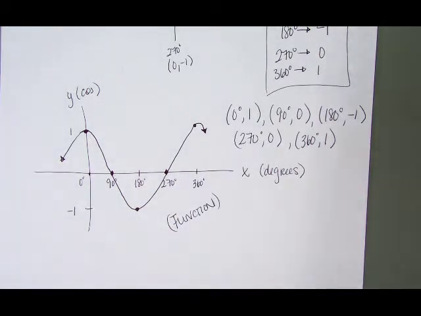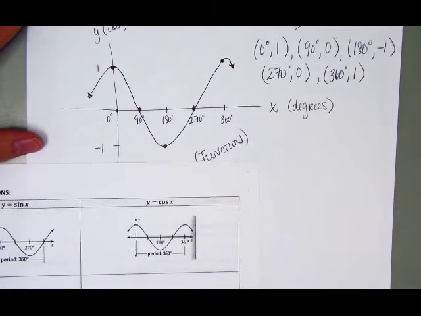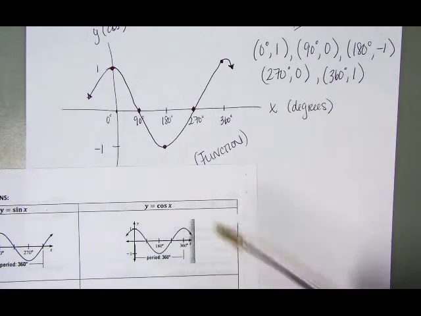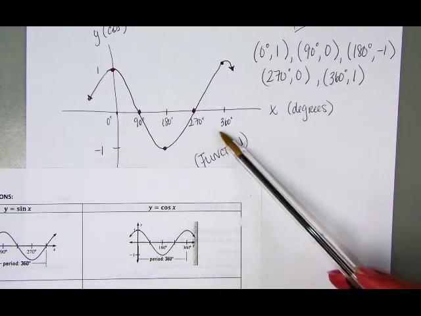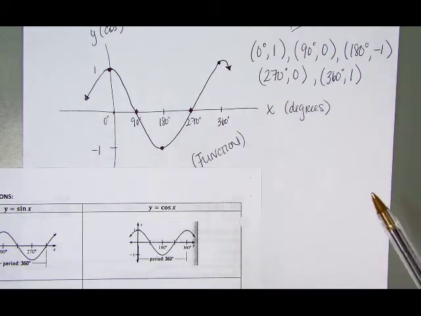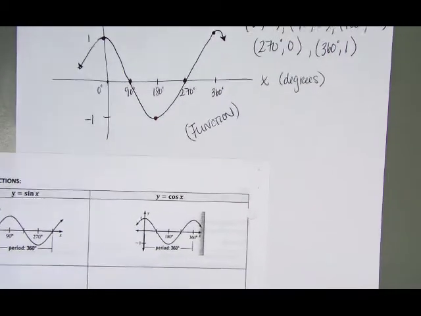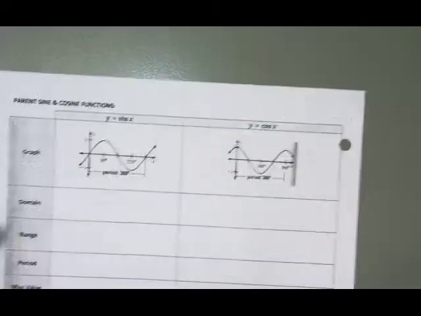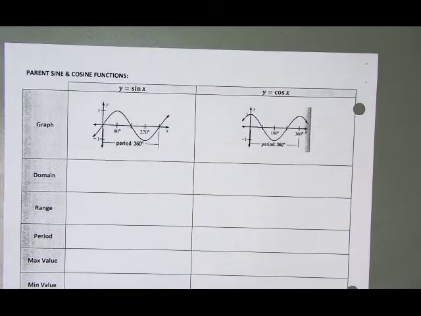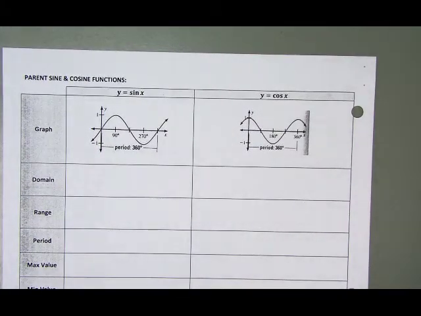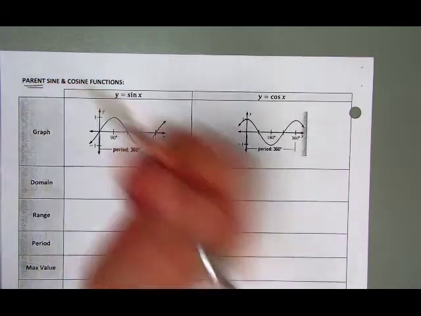So if I go back to my parent functions here, where it's given to you as your graph in your Blackboard Assignment 12, it should match the graph that we came together and created for this cosine graph. And you can see the similarities and differences between your sine function and your cosine function. So just remember, my sine function and my cosine function, this is what we call our parent function.